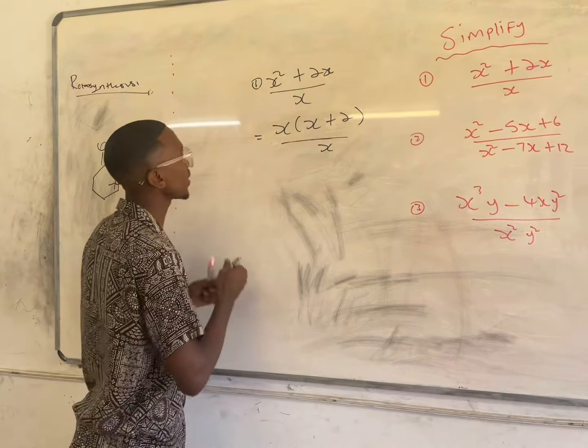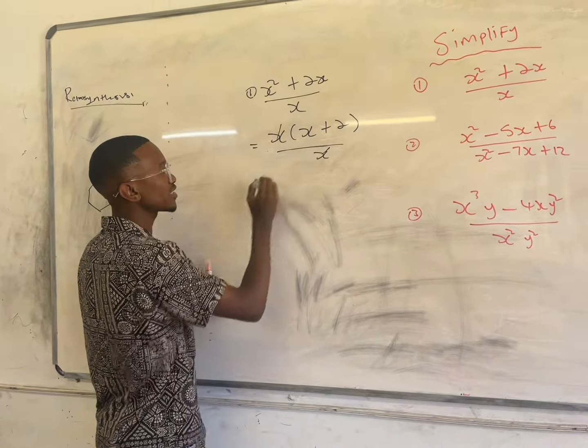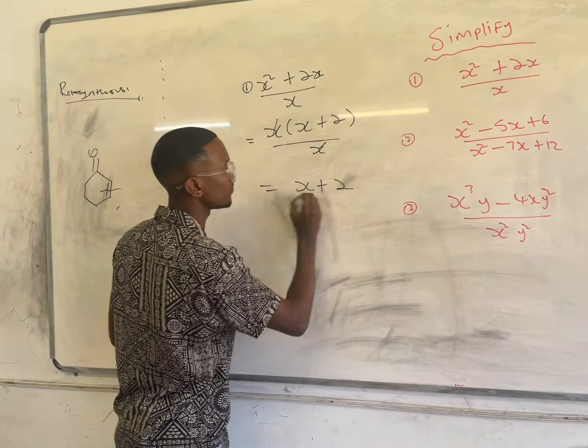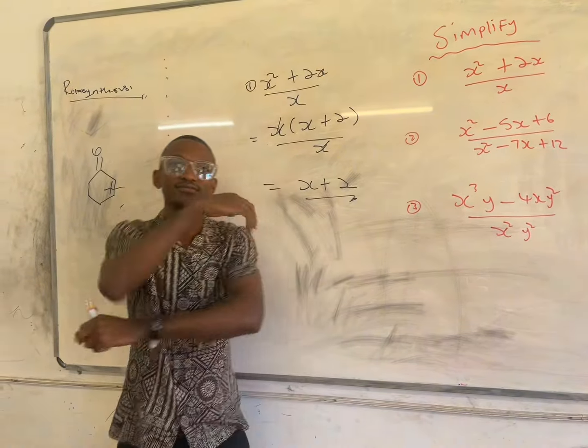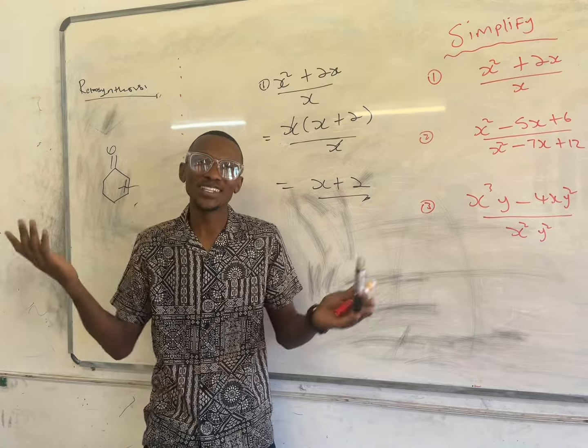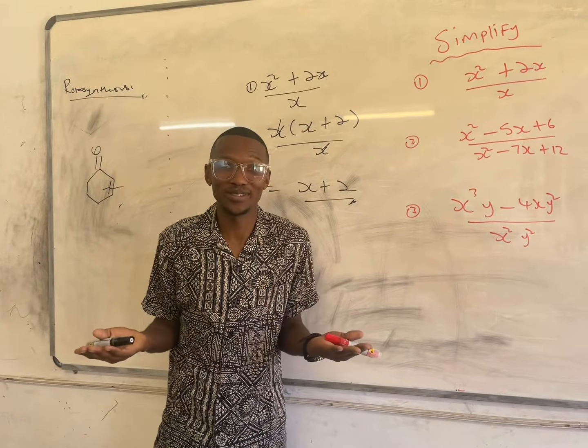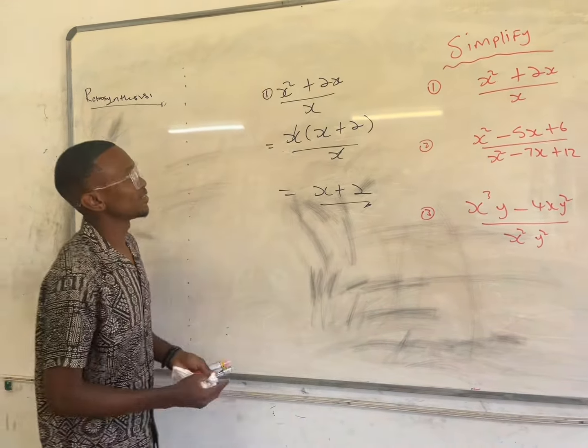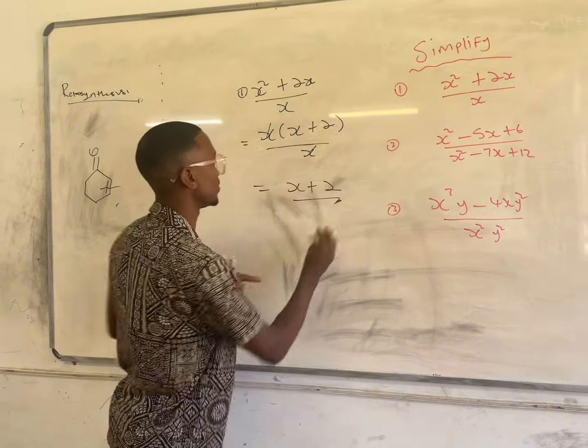You'll see. Okay. Then now check. X goes with x. Then I'm left with x plus 2. Well, it's up to you guys which method you prefer. All right, good stuff. So let's go to question number 2.